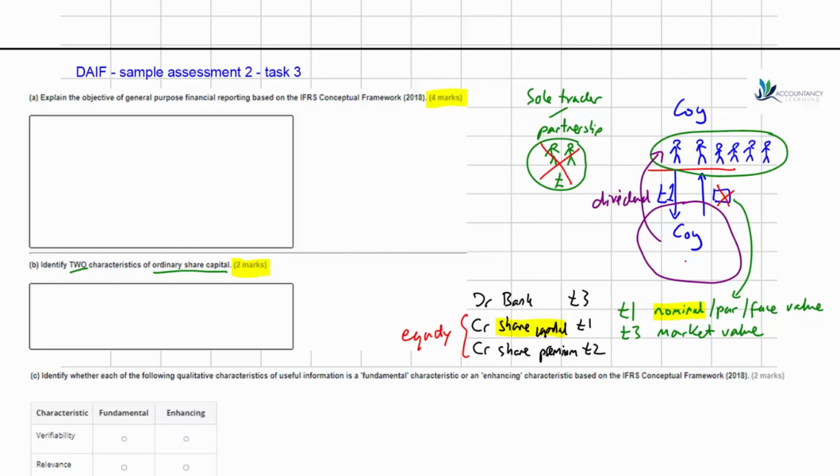Finally, in part C of the question, it asks us to identify whether each of the following qualitative characteristics of useful information is a fundamental characteristic or an enhancing characteristic based on the IFRS conceptual framework. So we're looking in particular at verifiability and relevance.